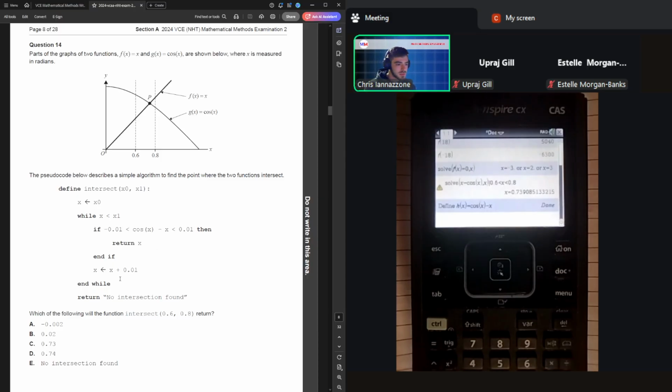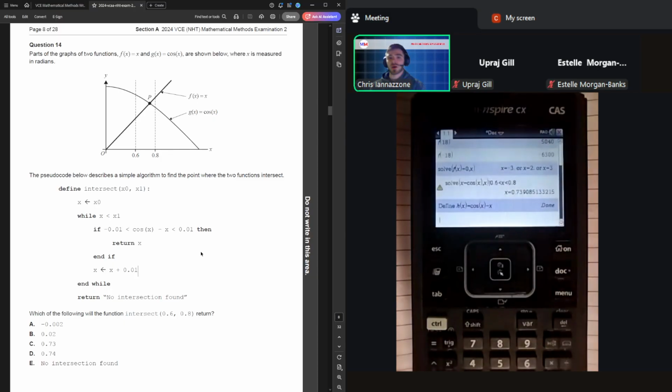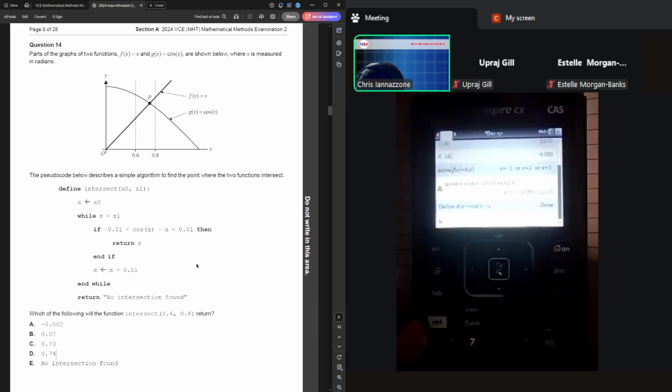Now remember, in the algorithm, we're adding 0.01 every single time. So we're starting from 0.6 and working our way up to 0.8. So if 0.73 does give us a y value between negative 0.01 and 0.01, then we'll be happy. Rupraj probably has it right, answer D. Let's see if that's what comes out.